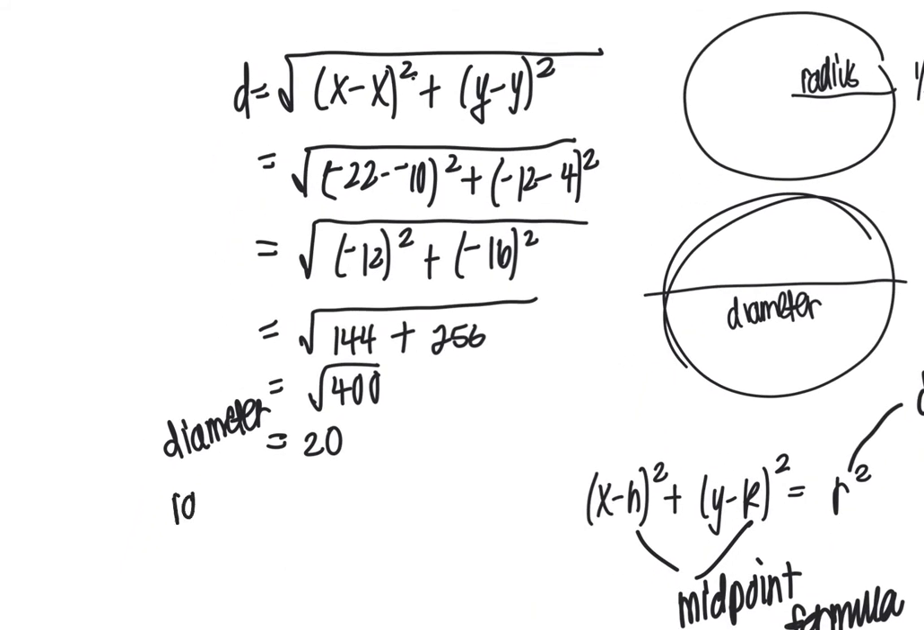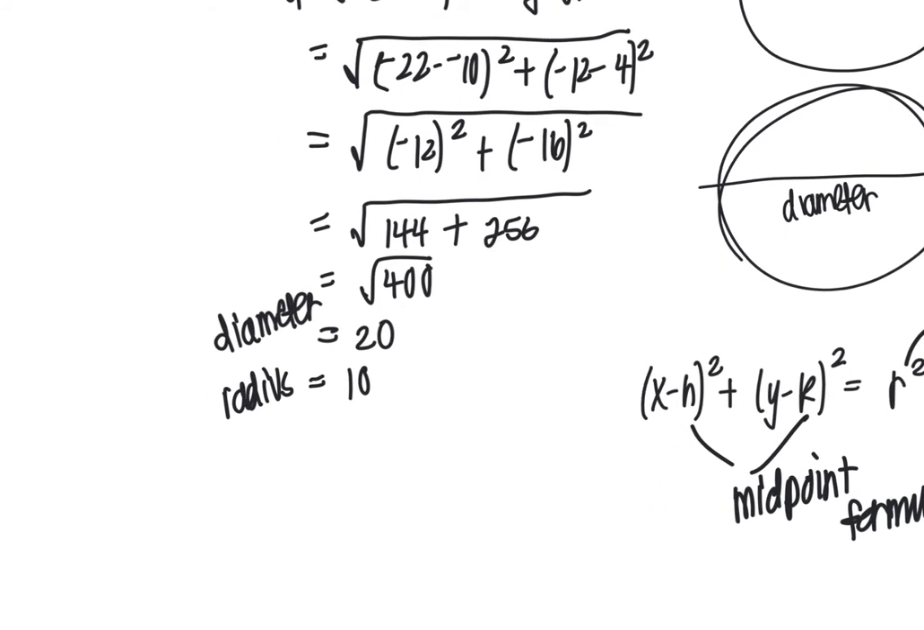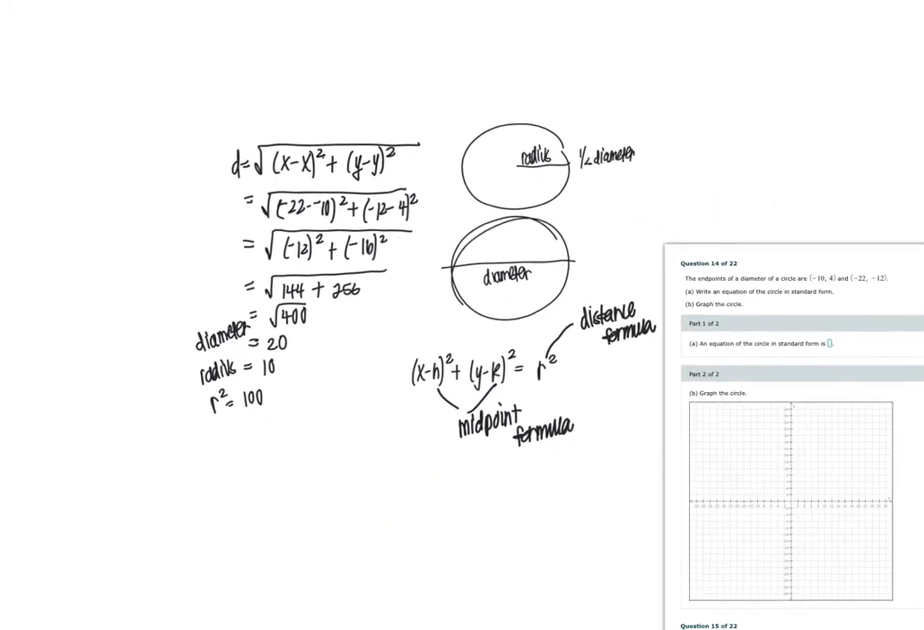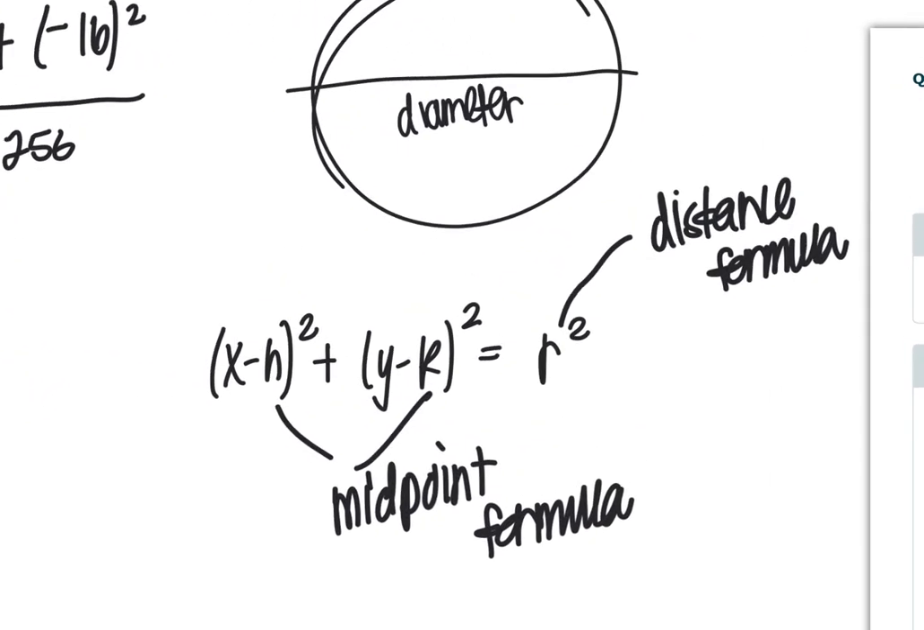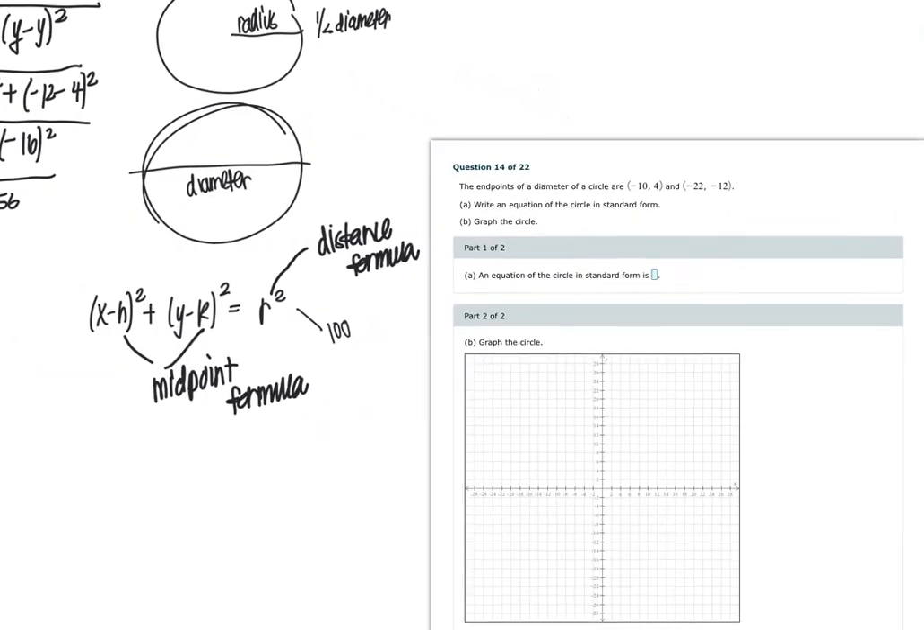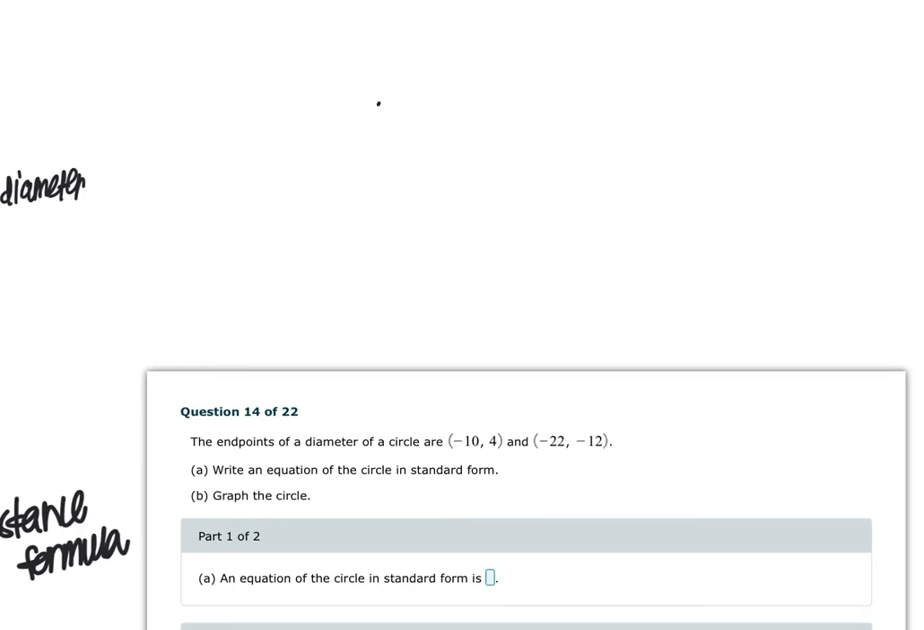The radius would be half of that, which is 10. And when we plug this into the equation of a circle, it's going to be the radius squared, which is 100. So this whole x minus h squared, y minus k squared equals r squared, this is where the 100 will go right here. Now I just need to find the middle between those 2 points using that midpoint formula. The midpoint formula is x plus x divided by 2, y plus y divided by 2.